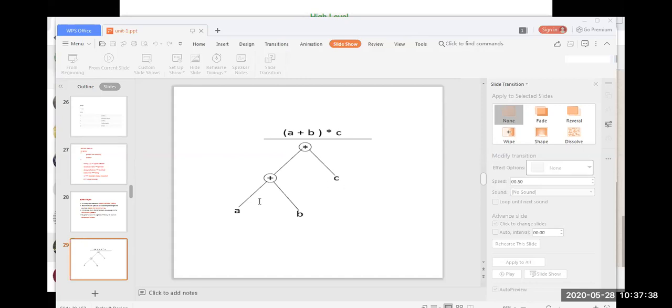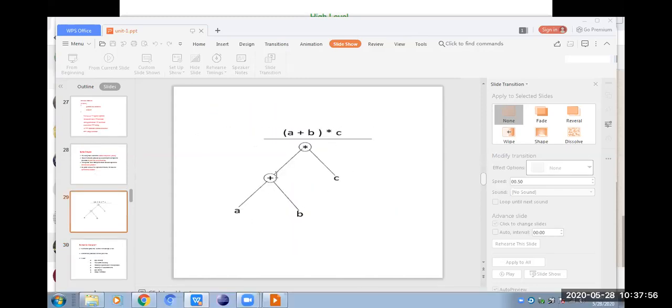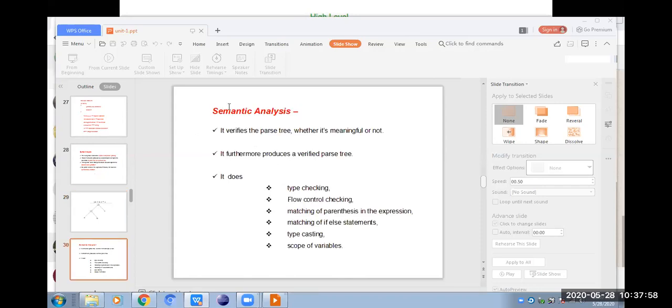Clear. The duty of the syntax analyzer is to identify the syntax errors, if any are present in the program. If there are no syntax errors, it will happily generate the syntax tree or parse tree. Then this parse tree or syntax tree will be given to the next phase, the third phase of the analysis part, called semantic analysis.